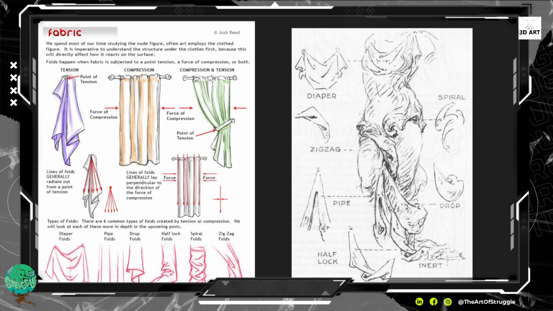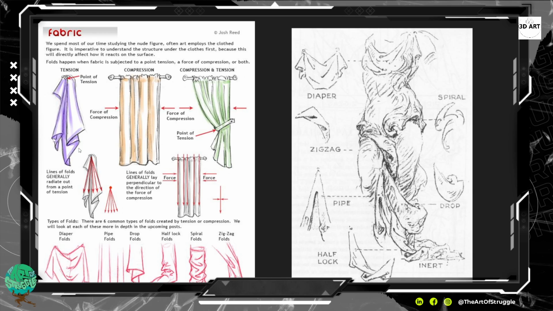So we spend most of our time studying the nude figure. Often art employs the clothed figure. It is imperative to understand the structure under the clothes first, which is why we went through the anatomy. All right. Because it will directly affect how it reacts on the surface. Folds happen when fabric is subjected to a point of tension, a force of compression, or in some cases, both.